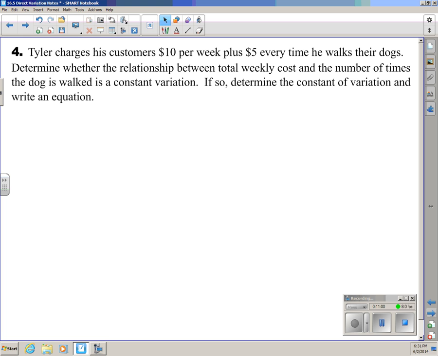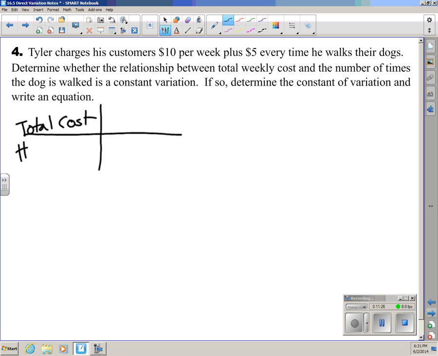Tyler charges his customers $10 per week plus $5 every time he walks their dogs. Determine whether the relationship between total weekly cost and the number of times the dog is walked is a constant variation. So think about it for a second. Every time he walks the dog. So think about the total cost and number of walks.